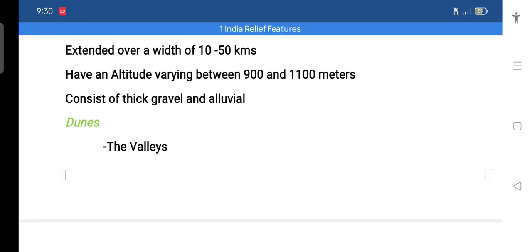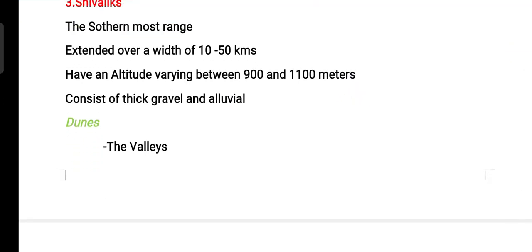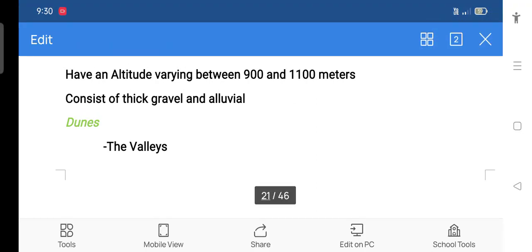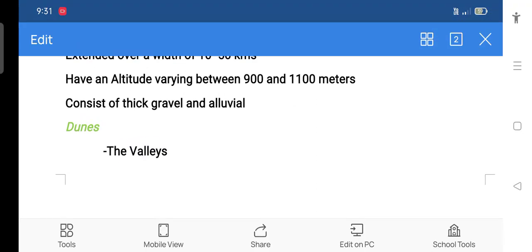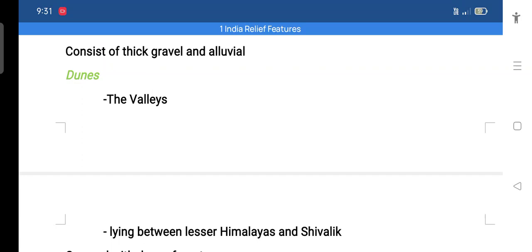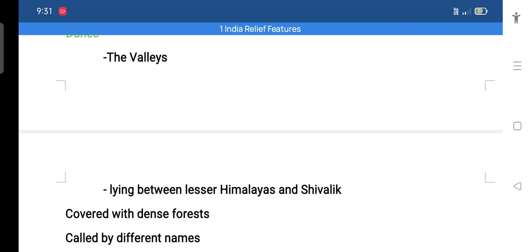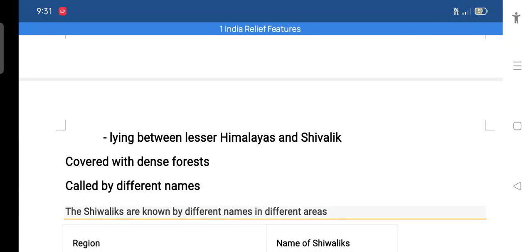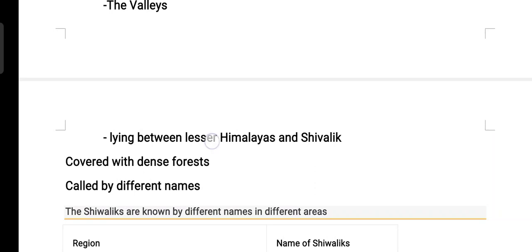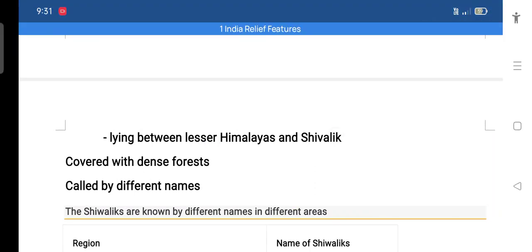We can find a special feature here, like dunes. Then what are the dunes? Dunes are nothing but valleys. But where can we find these valleys? The dunes lie between the Lesser Himalayas and Shivalik. The valleys between the Lesser Himalayas and Shivalik are called the dunes.